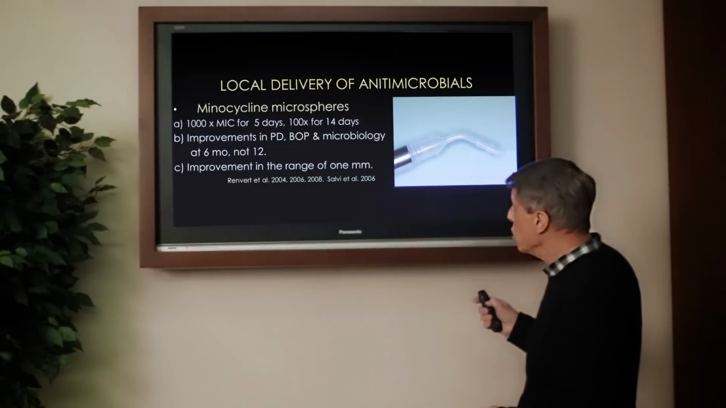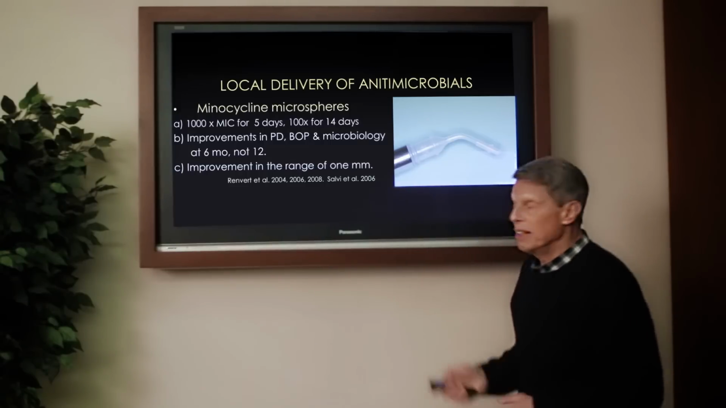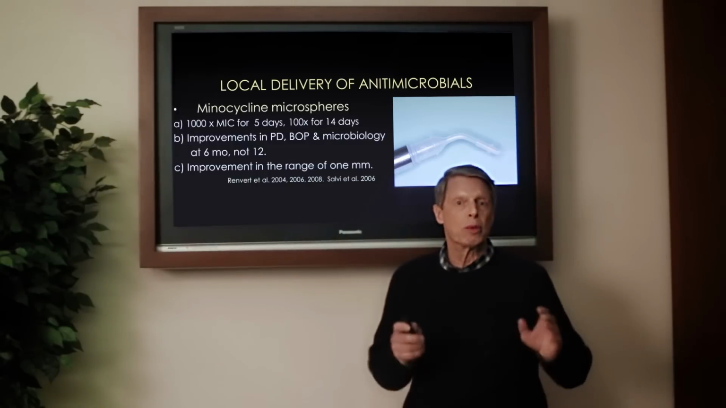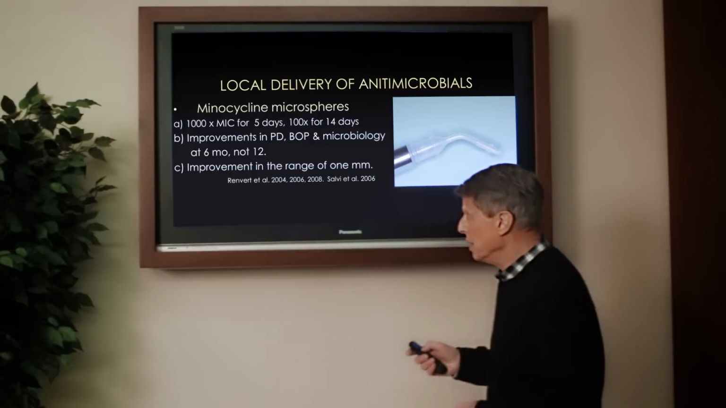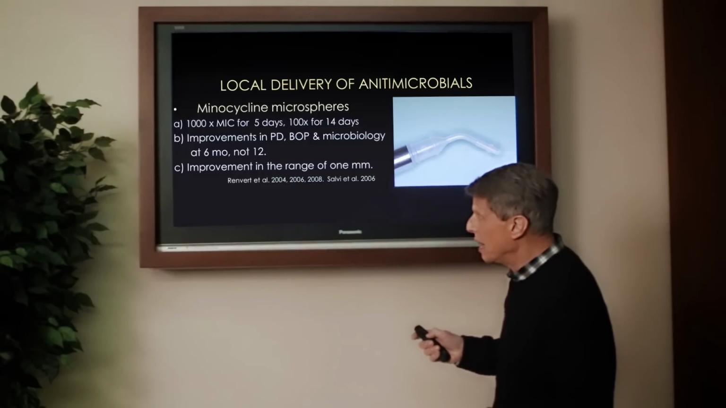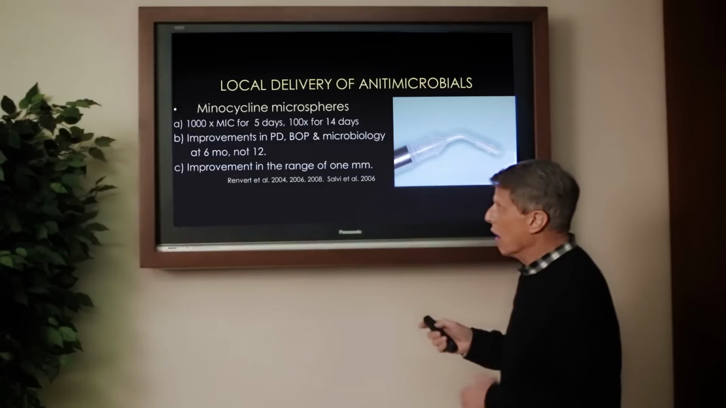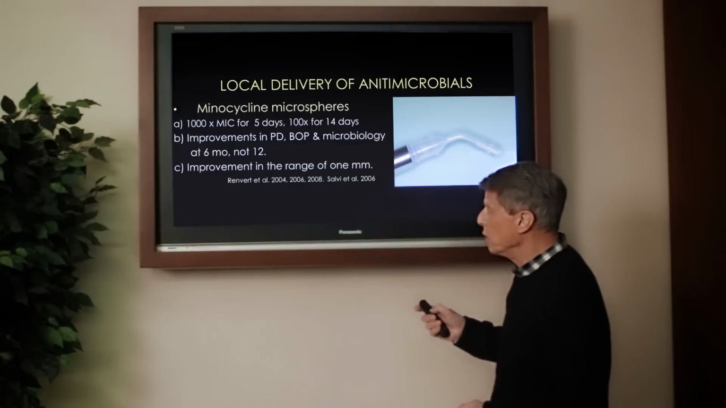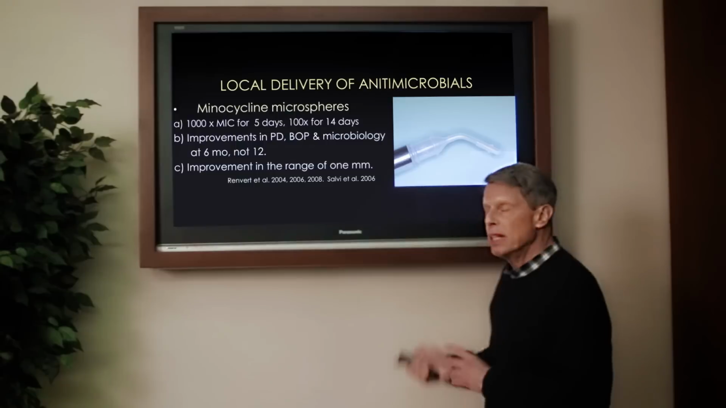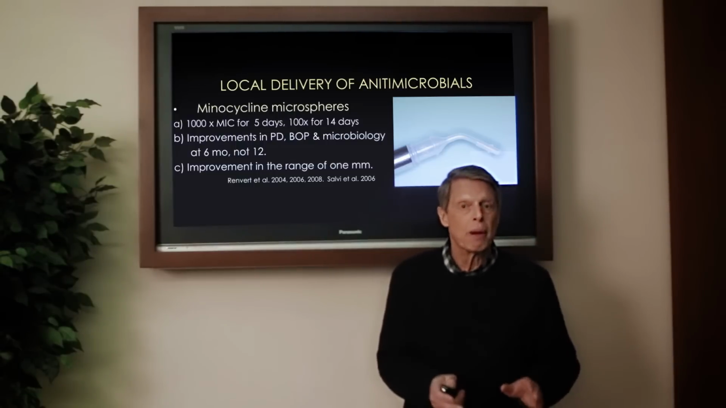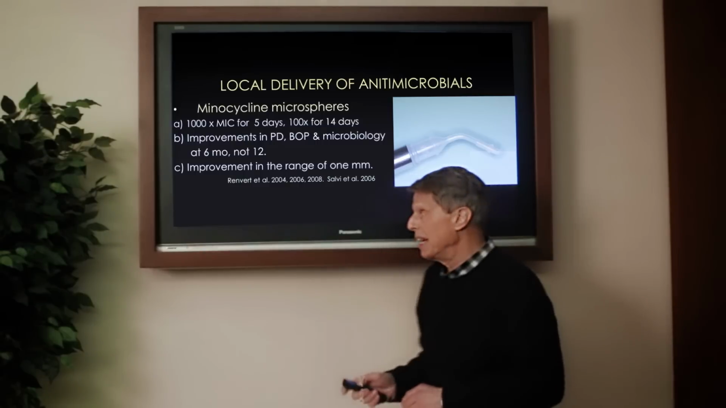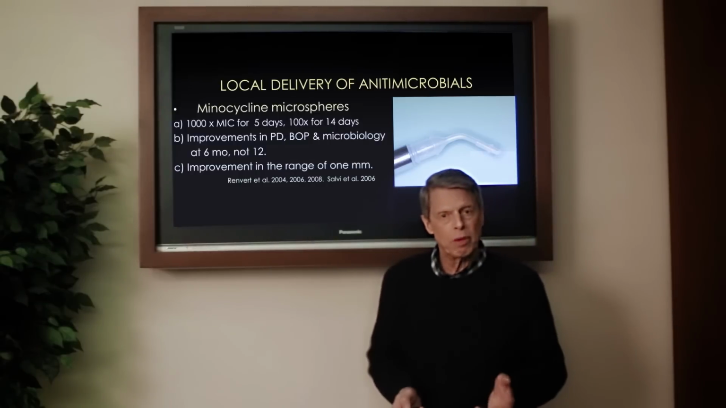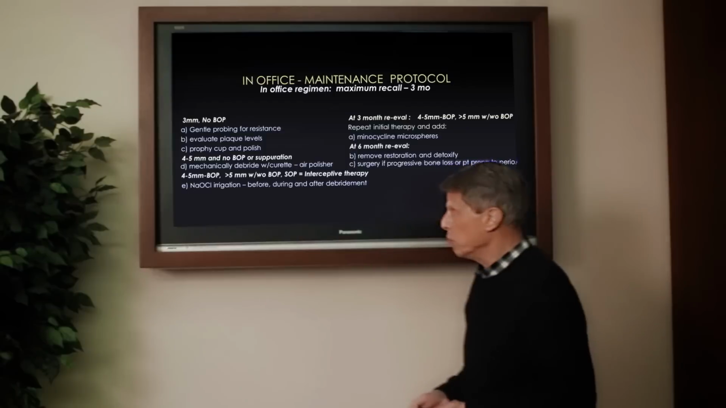So what we're going to use for local delivery of antimicrobials will be minocycline microspheres, or Arestin, when we need it. Arestin is highly cytotoxic, and it will kill almost all of the main bacteria involved in the spread of peri-implant disease. It produces 1,000 times the minimum inhibitory concentration of antibiotic for 5 days, 100 times for 14 days, and it shows improvements in pocket depth, bleeding upon probing, and microbiology at 6 months, but not 12 months. But we don't even need it to be effective for 6 months, because we're going to be seeing our patient every 3 months, and we'll talk about that as we move forward. Pocket depth improvement is only in the range of 1 millimeter. We don't see a lot of pocket depth improvement, but we do see improvement and elimination of bleeding upon probing.